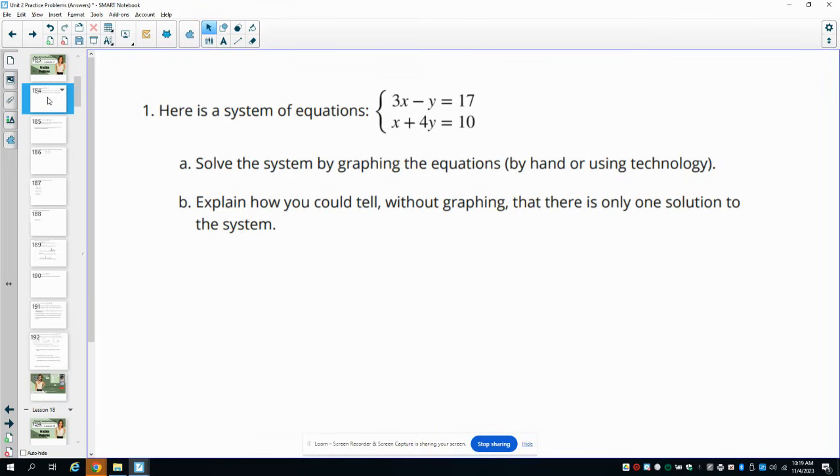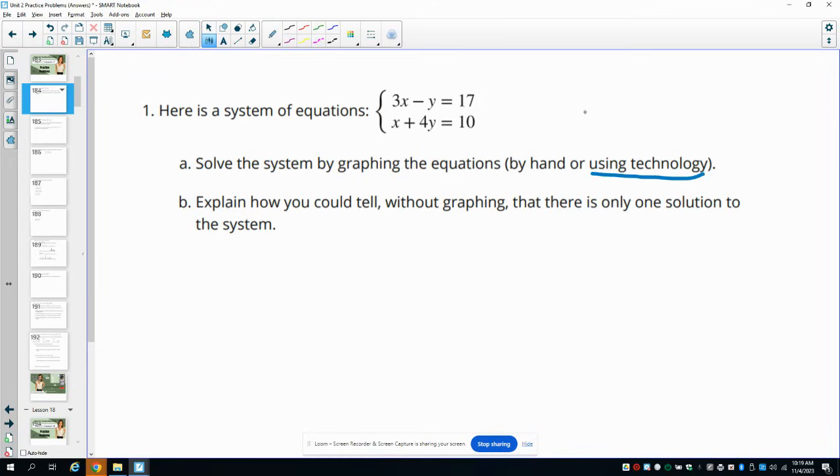Number one gives us a system and it wants us to solve the system by graphing the equations. And you can either do this by hand or using technology. And then we're going to explain how we could tell without graphing that there is only one solution. So I am going to graph these ones using technology.